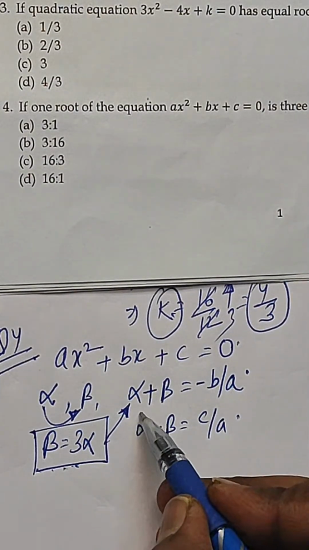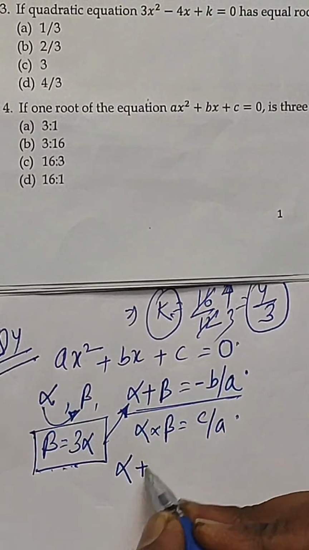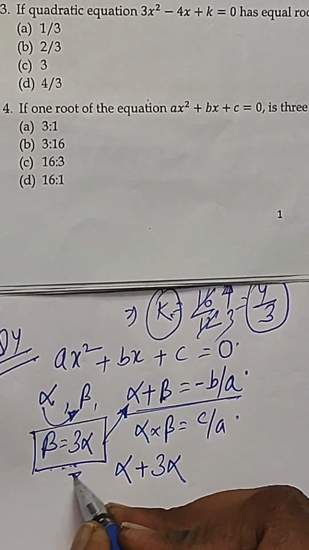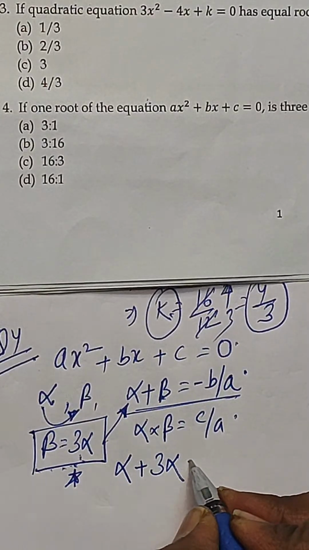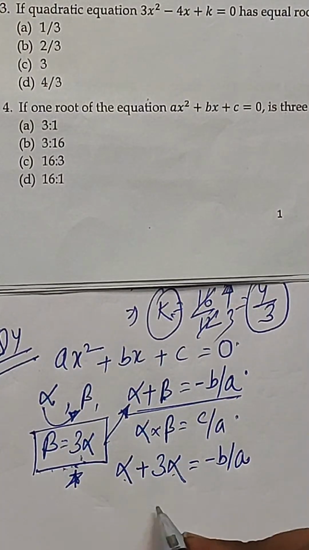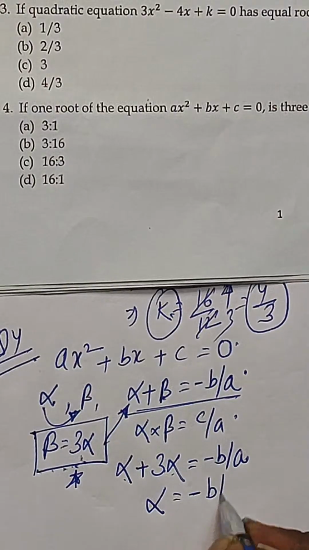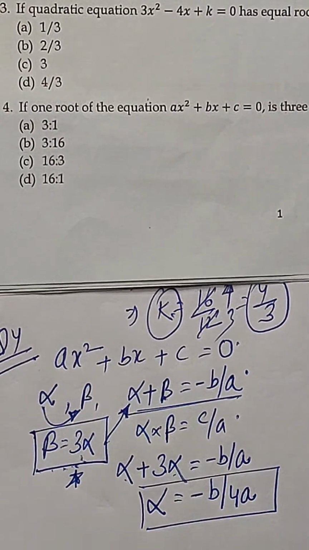So this will give you alpha, and instead of beta write 3 alpha using this relation. So this will be giving you minus b by a. So basically 3 alpha plus alpha equal to 4 alpha, so the value of alpha is equal to minus b by 4a. So this is calculated.